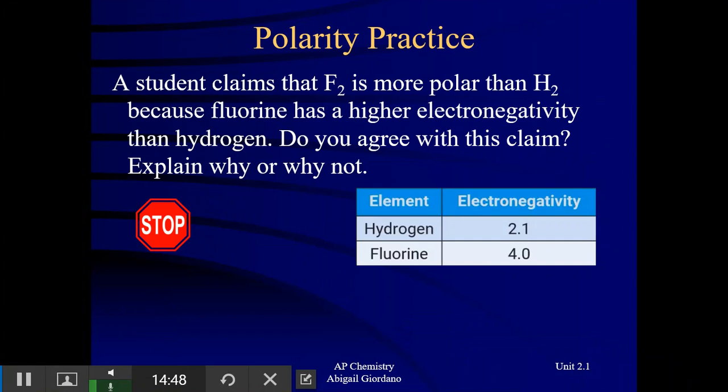This question says, a student claims that F2 is more polar than H2 because fluorine has a higher electronegativity value than hydrogen, and I've given you those values. Do you agree with this claim? Explain why or why not. So pause your video and think about it.